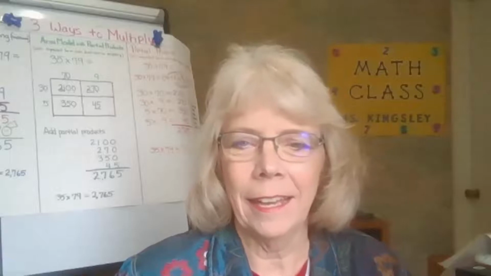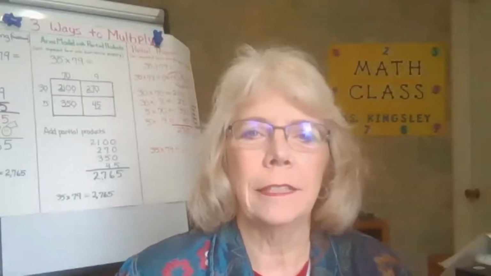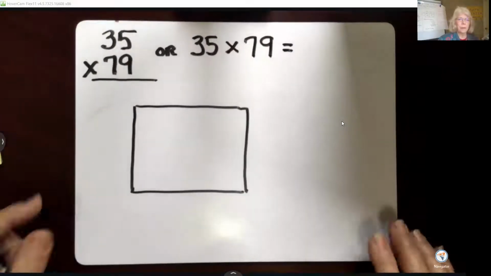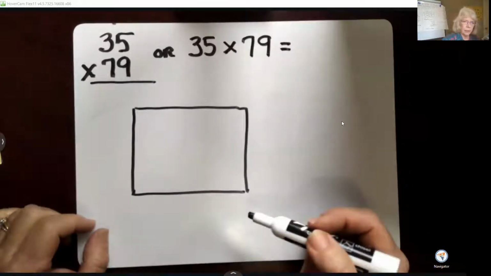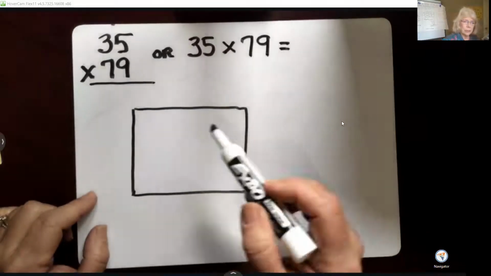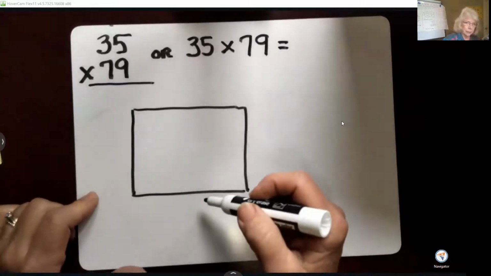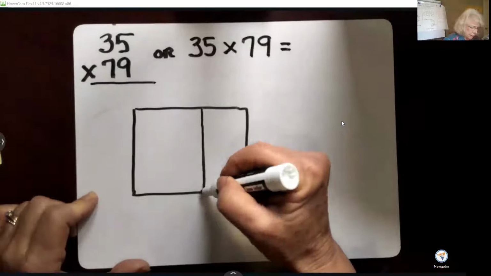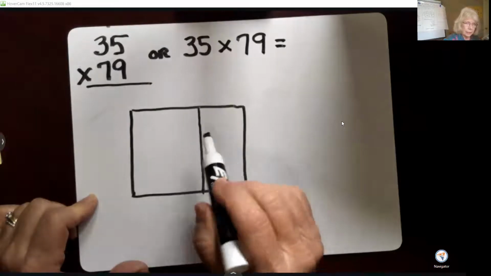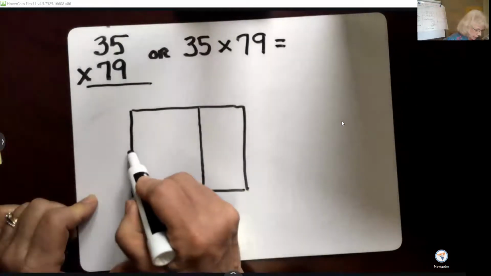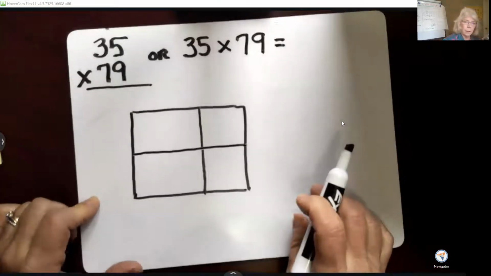Hi, I'm back, and I'm going to share my screen so that you can see my whiteboard. Here we go. Our problem is 35 times 79. It could be written vertically or horizontally; it's the same problem. The first step is we draw our area model, which starts with drawing a rectangle. Since this one is 2 digits times 2 digits, this is what our area model is going to look like. We draw a line vertically, and I tend to draw it so that the left side is bigger than the right side because these numbers are going to be slightly bigger. And then we draw a horizontal line across the middle like that.